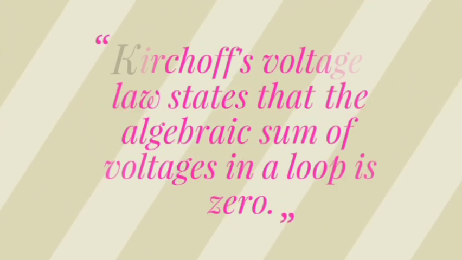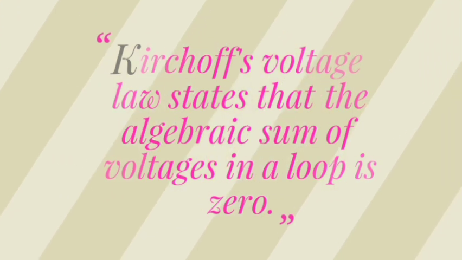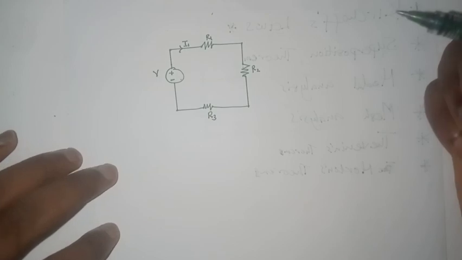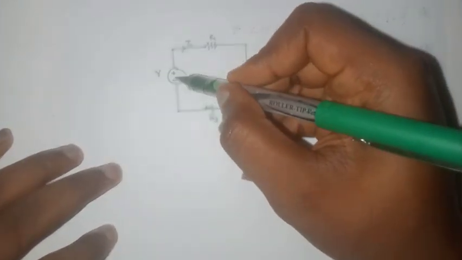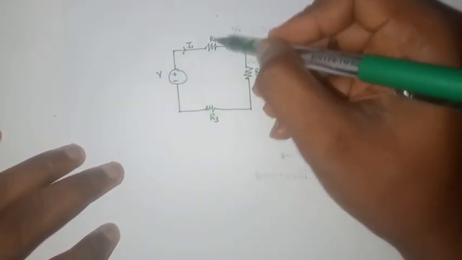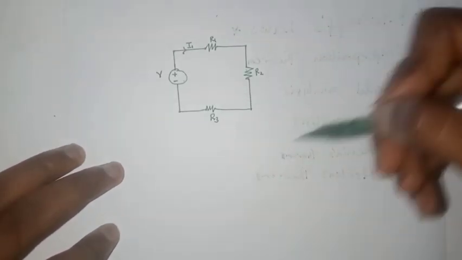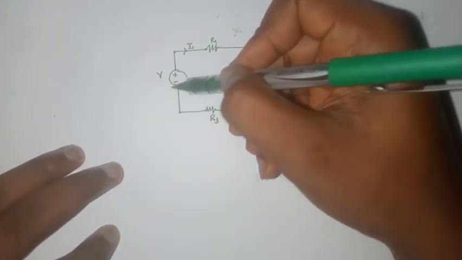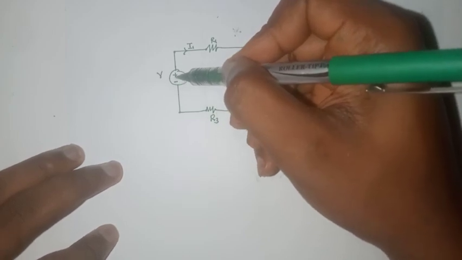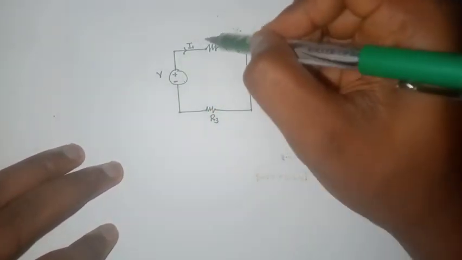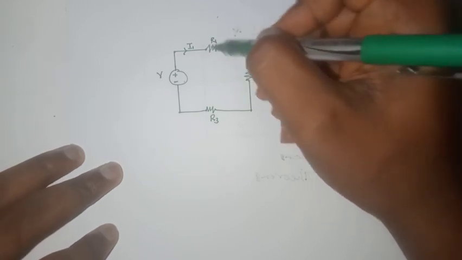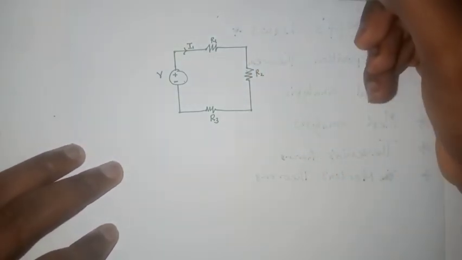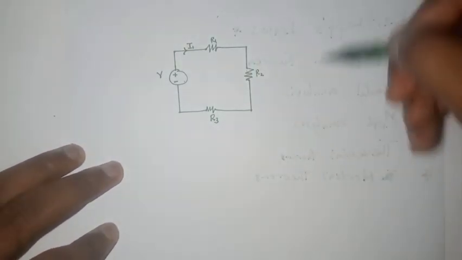Kirchhoff's voltage law states that the algebraic sum of voltages in a loop equals 0. What Kirchhoff's voltage law is trying to establish, in essence, is that the sum of the voltages and voltage drops in a loop equals 0. Take, for example, this voltage. Since it's supplying power to the circuit, we take it as positive, and since this resistance is taking power from the circuit, we take the voltage drop across it as negative.